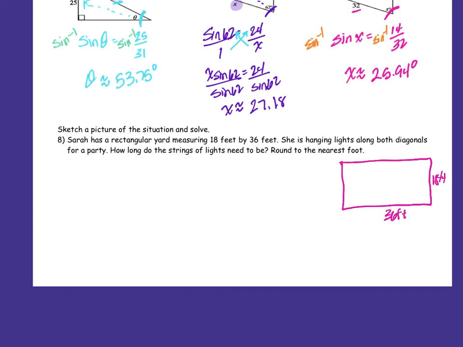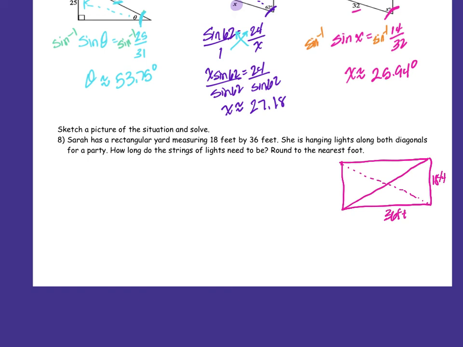She's hanging lights along both diagonals for a party. So she's hanging lights along this diagonal and this diagonal. They're the same length. I just want to point out, same length. How long do the strings of lights need to be, rounded to the nearest foot?